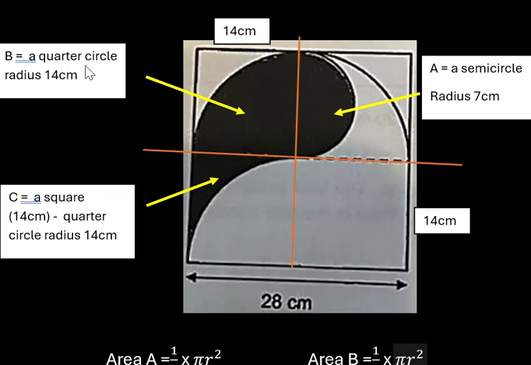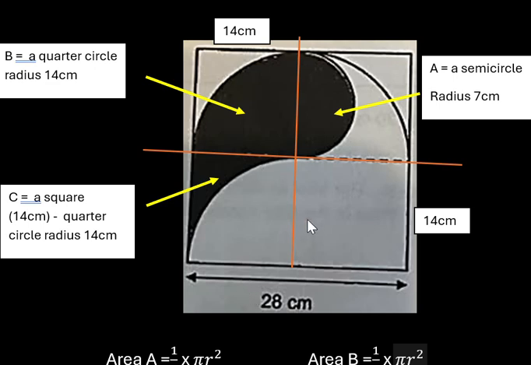Area B is a quarter circle with radius 14. Why? You look at it, this is a quarter circle and the radius is 14. Area C is this part. So what you need to do is you take a square of side 14 minus away a quarter circle of radius 14. You will be left with the shaded part.